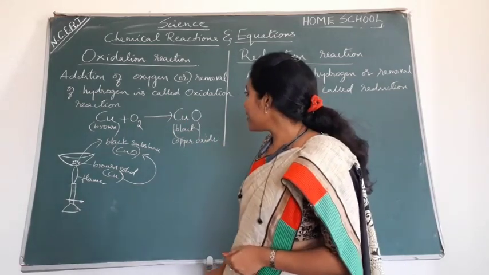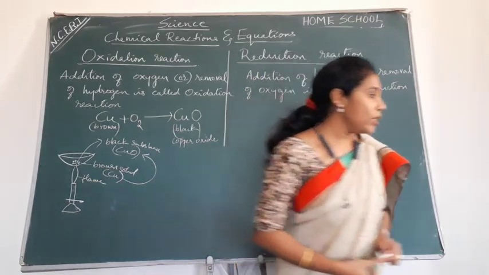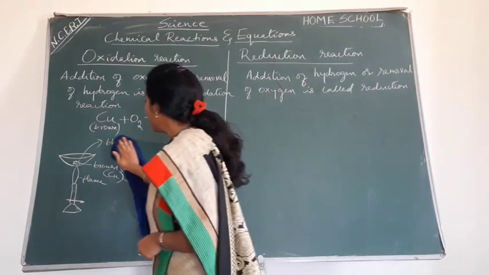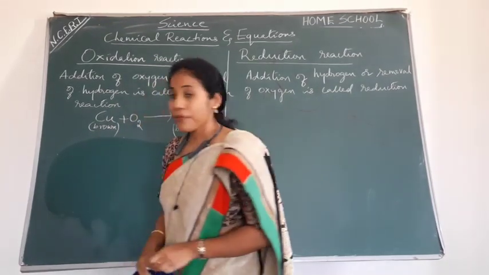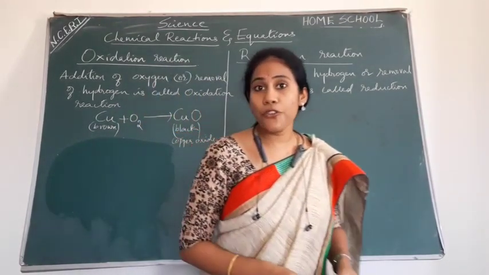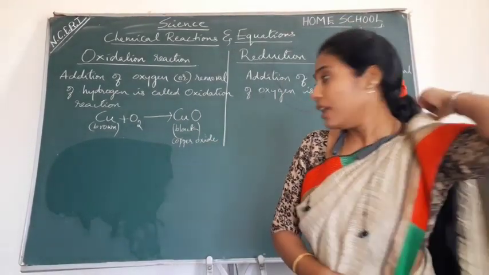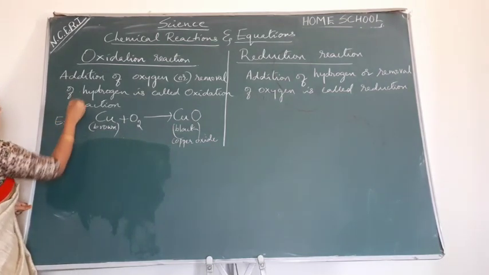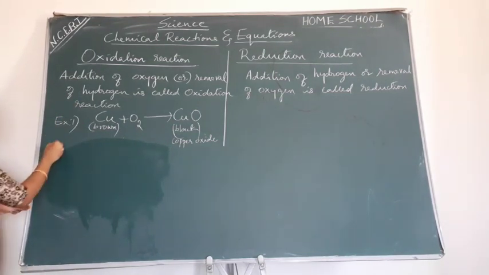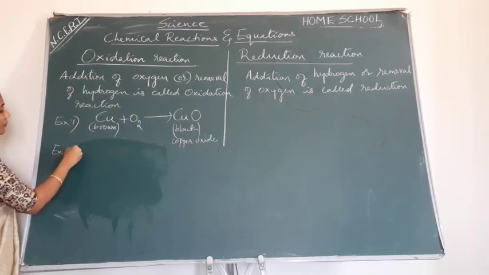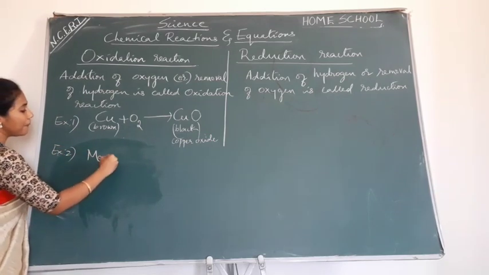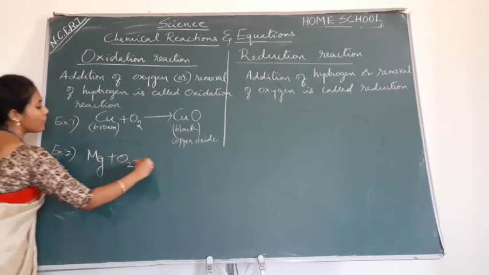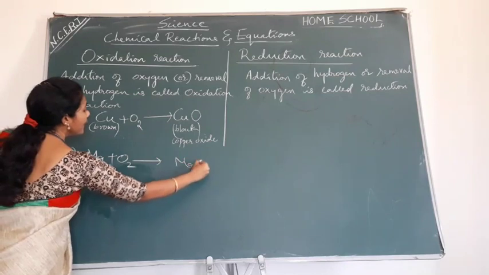So what other examples can you give? I will rub this diagram. You have learned so many reactions so far, during balancing and all. Among them, can you list out any reactions under the oxidation category? This is example 1. Example 2. Mg ribbon, Mg burning. I told you burning means reaction with oxygen. What do you get? MgO you will get.